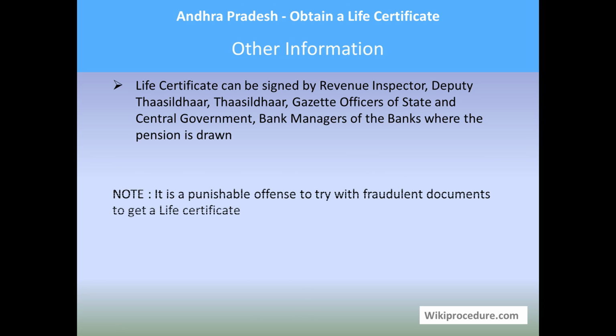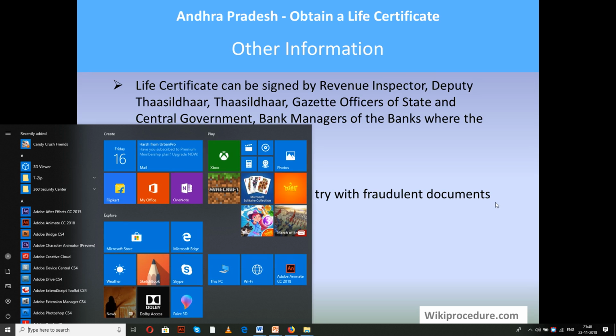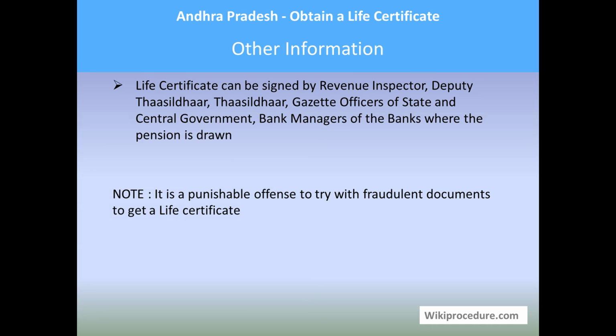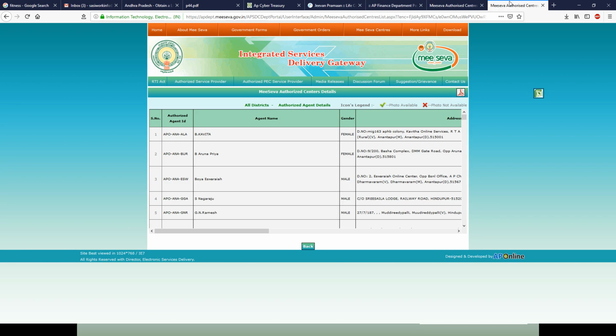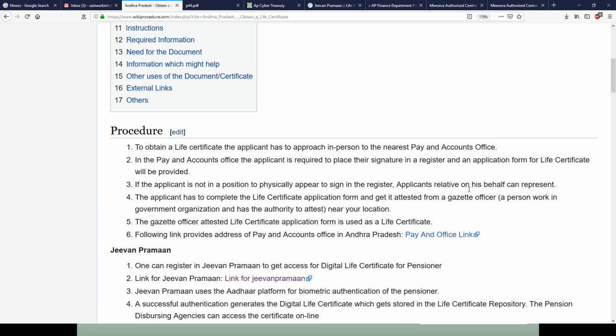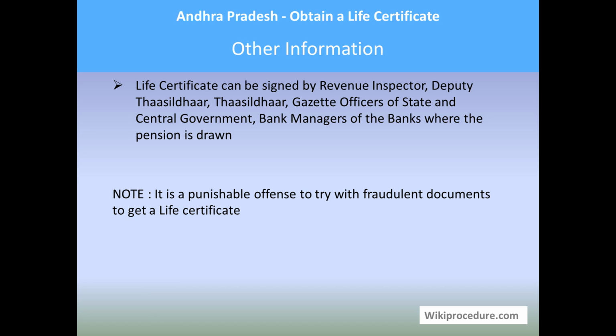Other information: a life certificate can be signed by a revenue inspector, deputy tahsildar, Gazette officer of state and central government, or the bank manager of the bank where the pension is drawn. Also, the information provided on these websites is very useful for completing the procedure. So we have provided these websites as links on our page at appropriate places to save your valuable time. It is a punishable offense to try to get a life certificate with fraudulent documents.